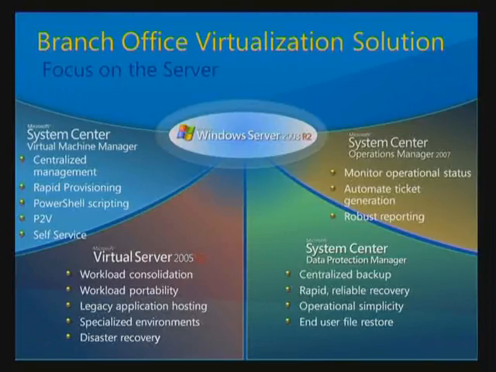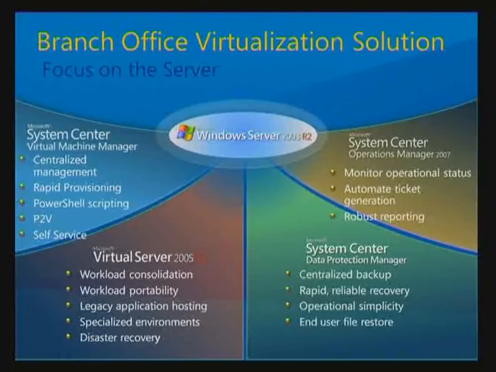Data Protection Manager is all about, now that I've virtualized that environment, I need to be able to provide backup. I've got to provide disaster recovery. I have to do that in an efficient manner. I'm curious, how many of you have branch offices where you do all backup local to the branch versus centralizing it?